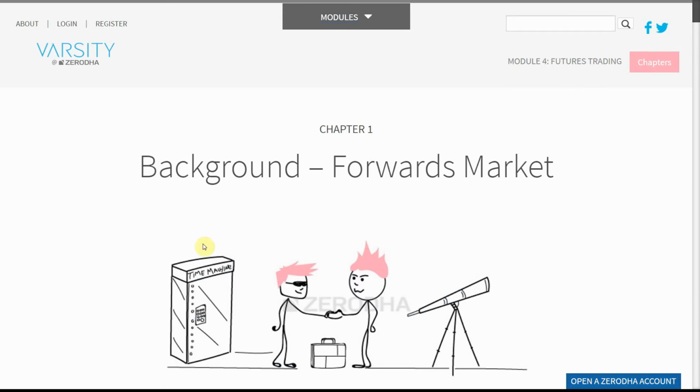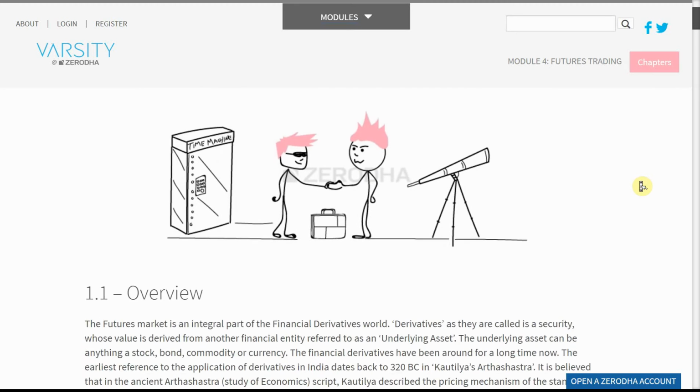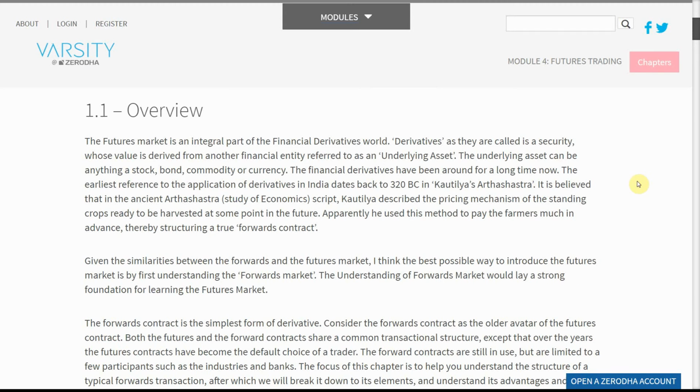Open a Zerodha account. Chapter 1. Background, Forwards Market. 1.1 Overview. The futures market is an integral part of the financial derivatives world. A derivative, as it is called, is a security whose value is derived from another financial entity referred to as an underlying asset. The underlying asset can be anything such as a stock, bond, commodity, or currency.